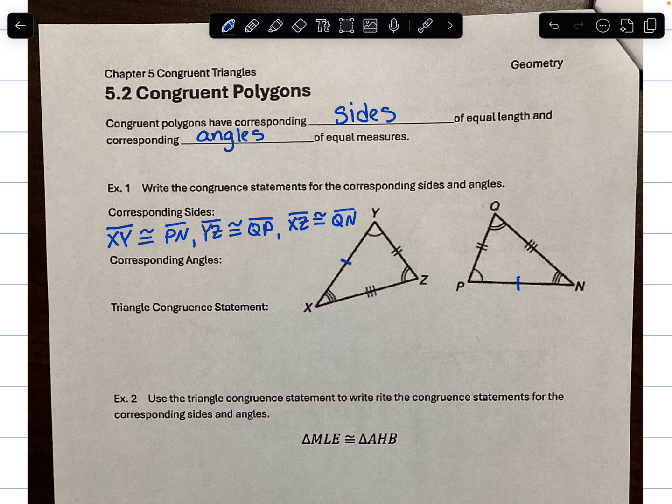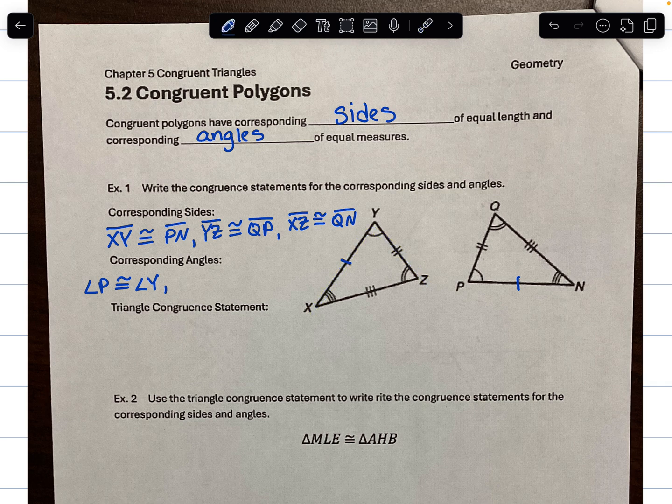Okay? Same idea works for our angles. So, who can tell me what my corresponding angles would be here? P and Y. Okay, angle P congruent to angle Y. Now, just as a reminder, I can use just Y and just P because there's no other possible angles for Y, right? So that's why I don't have to name with 3 points. We will see some other examples in a little bit.